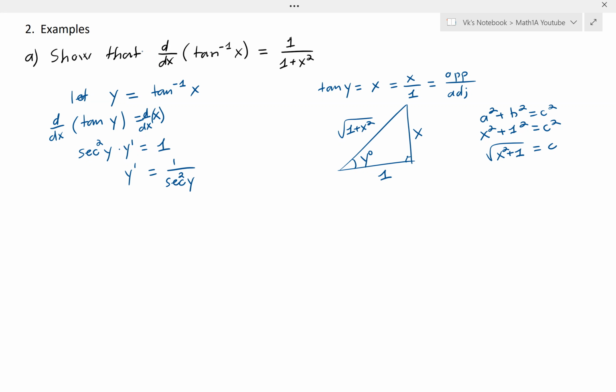And then we know 1 over secant is cosine. So y prime is cosine squared y. Cosine is adjacent over hypotenuse, 1 over root of 1 plus x squared. And then we square it, which gives us 1 over 1 plus x squared.